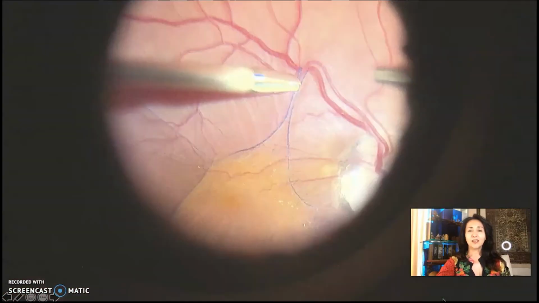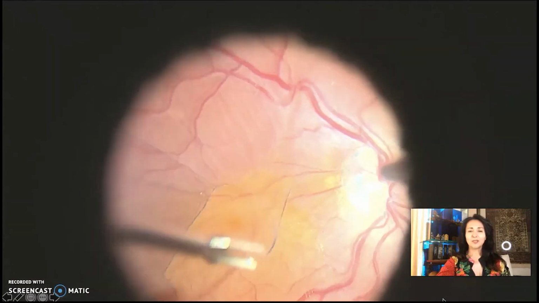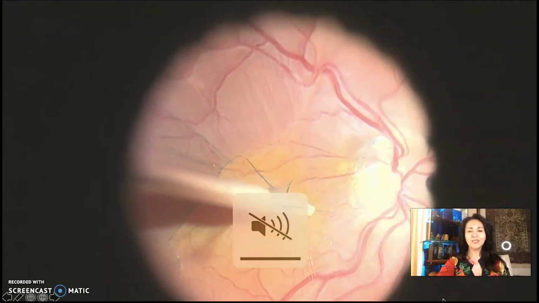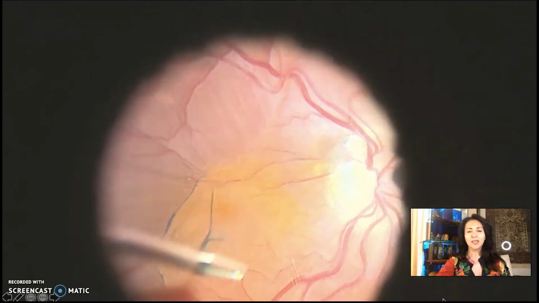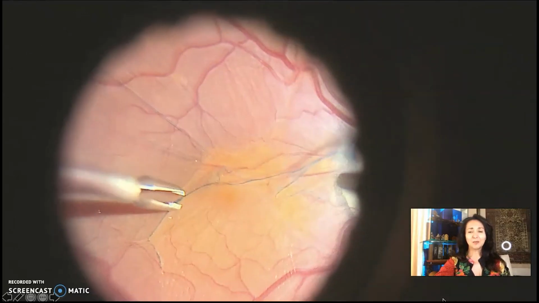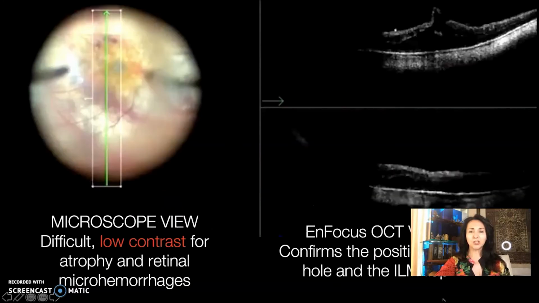And certainly staining is one solution, and here the Proveo 8 microscope is showing a separation of the membrane, which is stained with blue, and the view is marvelous, and I can easily see every step that I am doing, but this is not a solution in every case. For instance, how to see when there is no contrast, how to verify the position of an ILM flap under air, how to verify the reaction of the retina in difficult situation at risk of iatrogenic lesion.